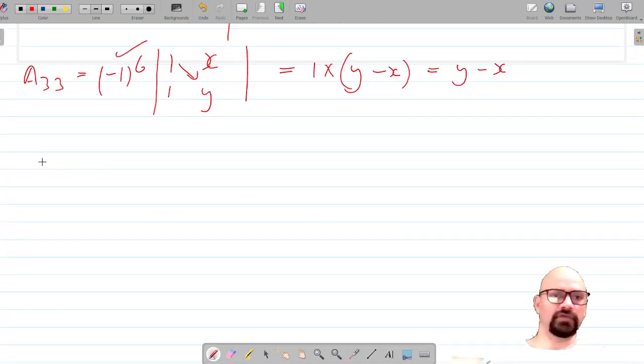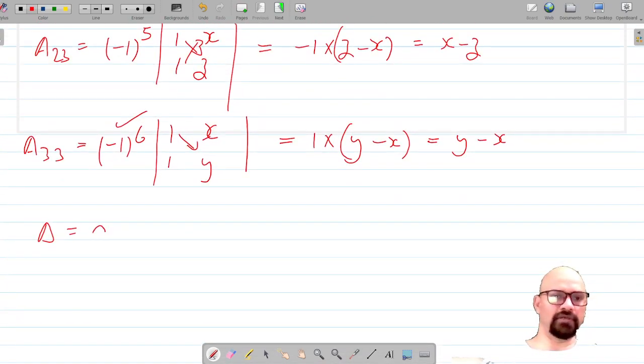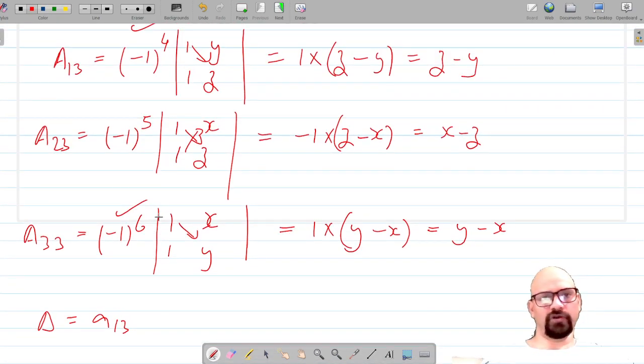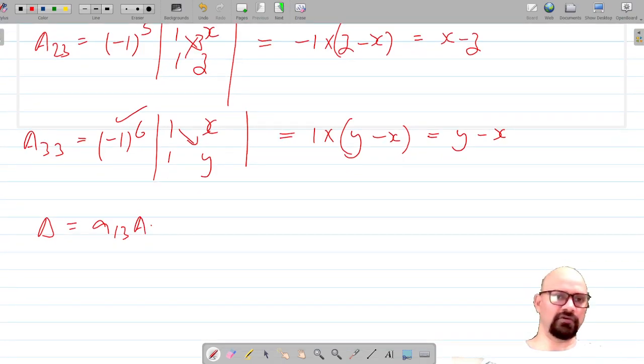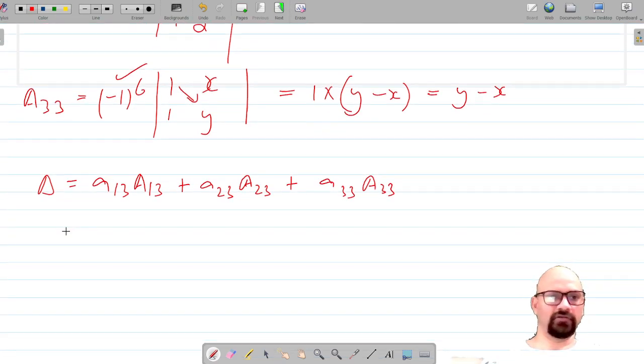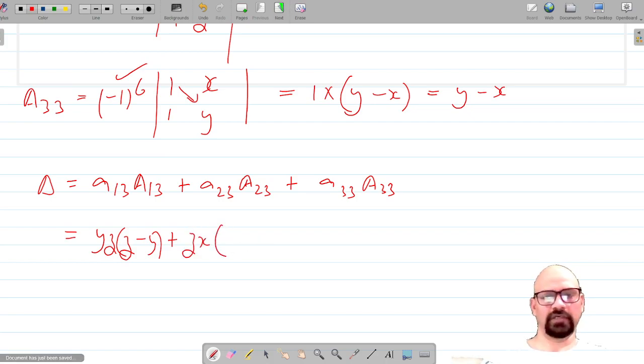Now we have to find the value of the determinant, that is the sum of the products of the elements of the third column with their corresponding cofactors. So a13 and its cofactor, a23 and its cofactor, and a33 and its cofactor. Let's put in the values. A13 is yz and its cofactor is z minus y. A23 is zx and its cofactor is x minus z. And a33 is xy and its cofactor is y minus x.